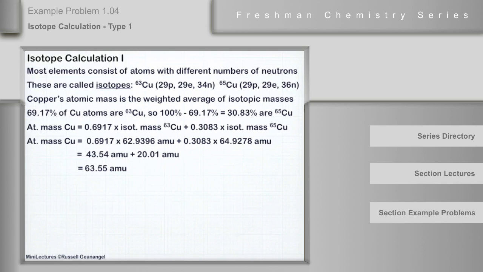Now, this is reflected in the periodic table. The entry for copper has, of course, the atomic number above the symbol Cu, and below the symbol is the weighted average atomic mass. So whenever you have the necessary information, and that is the abundance of each isotope and the isotopic masses, you can use the weighted average formula here to calculate the number that represents the overall weighted average atomic mass of copper.